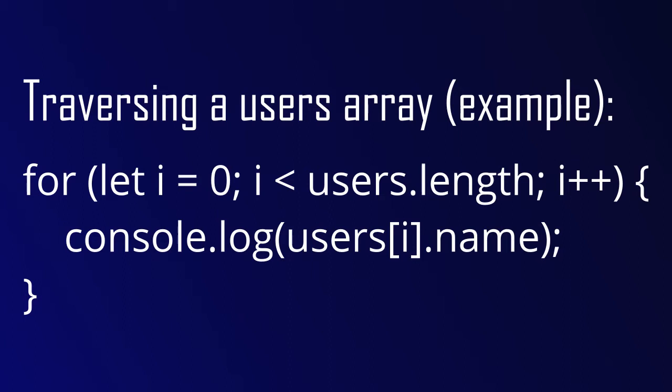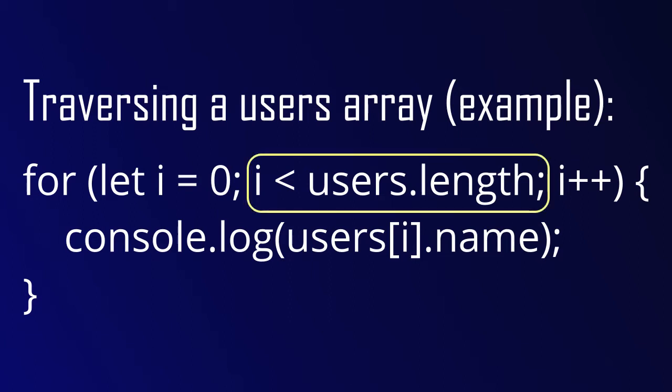Notice that the loop looks nearly identical to the previous loop. In this example, the ending condition is that the variable I is less than the length of the users array. This is hugely beneficial because the ending condition of the loop is now dynamic. Regardless of how many elements are added to or removed from the array, the loop will always cover every element.